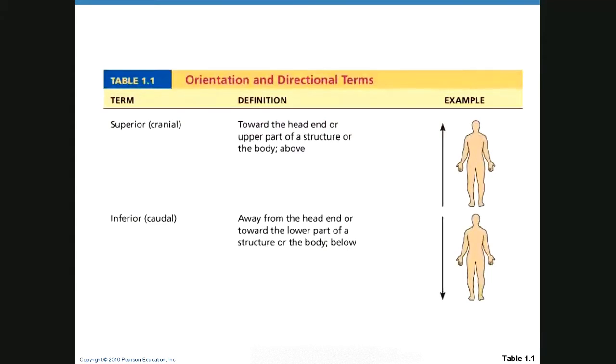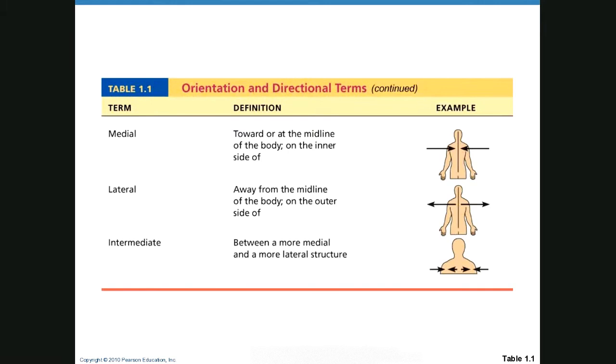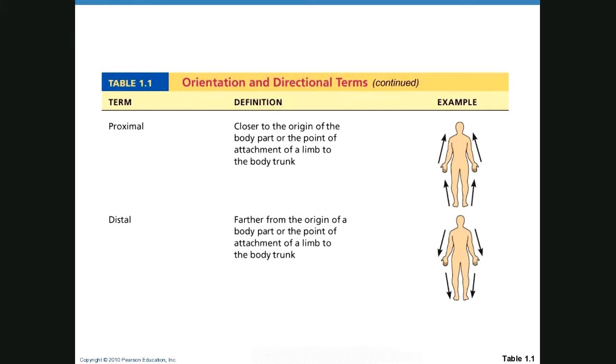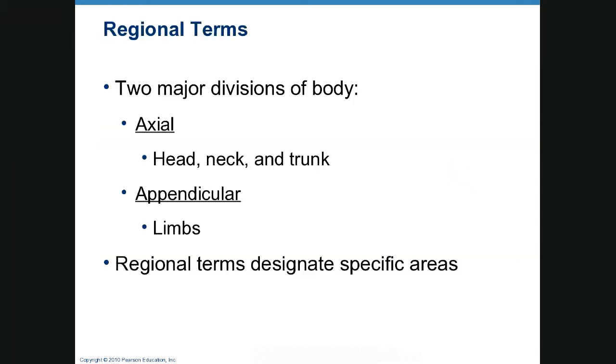Let's see, 2 slides ahead. Okay, there we go. Now, medial is along the midline, lateral is away from the midline, intermediate anywhere in between that. Proximal we're talking about limbs. Close to the point of the origin is proximal. The most distant from the limb is distal. Superficial is obvious, close to the surface. Deep is more internal. Now the body is divided into the axial, which is head, neck, and trunk regions and the appendicular regions.